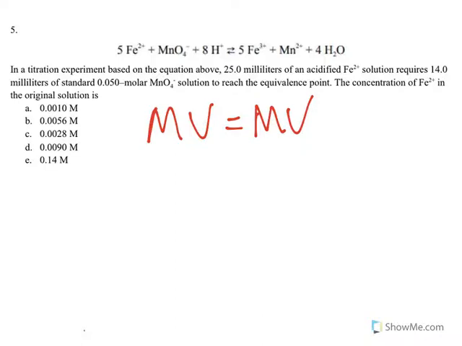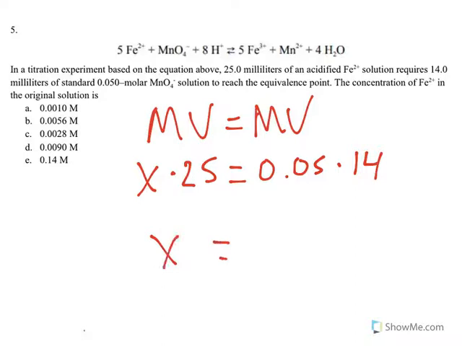So on the left side, our molarity is unknown. We're looking for the concentration of our iron, but we know that we had to have added 25 milliliters of that iron. The moles have to equal the other solution here, which has a concentration of 0.05 and a volume of 14. So just by solving for x here, you'll find that the concentration of the initial substance was 0.028 molar, which is option C.